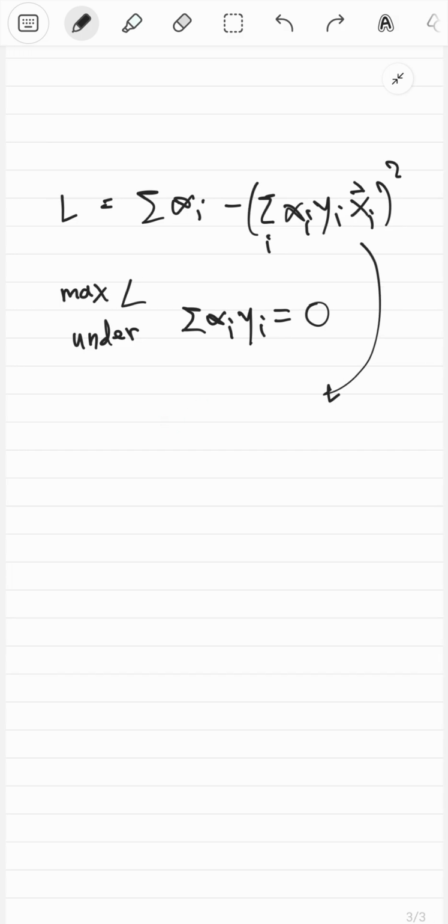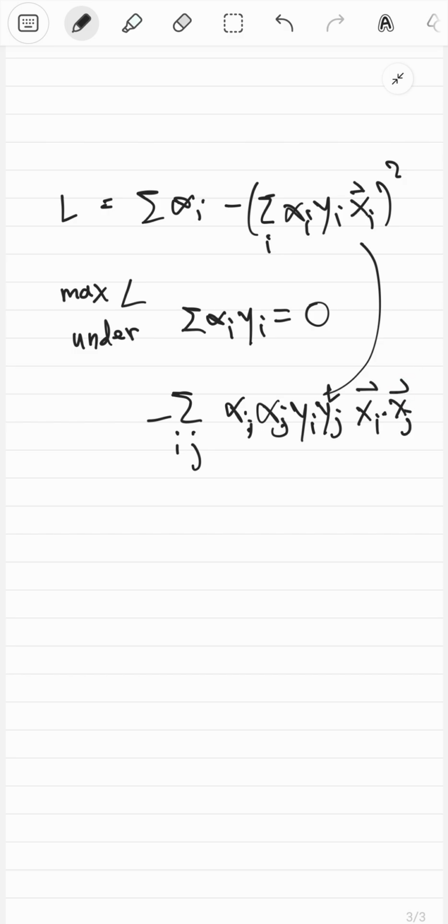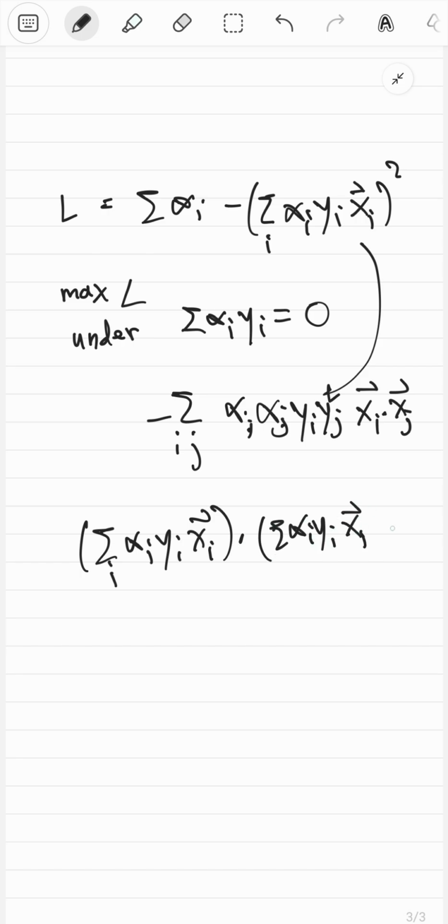So you can break this as negative summation over i, j of alpha i alpha j yi yj, and then it's more like a dot product. So it's just xi vector dot xj, and I haven't done anything complicated. All I have done is just broken it as a dot product, so it's a vector in the end. So you can just write it as summation of i alpha yi xi vector dotted with summation of alpha yi xi vector, right?